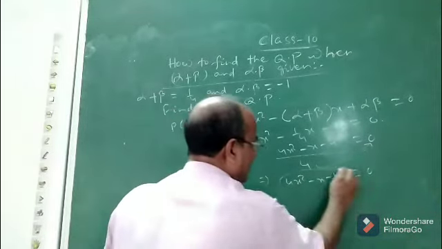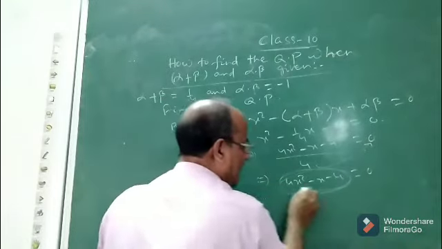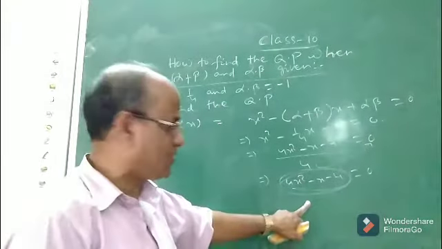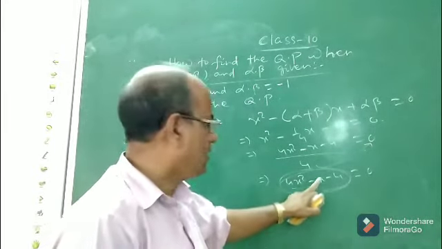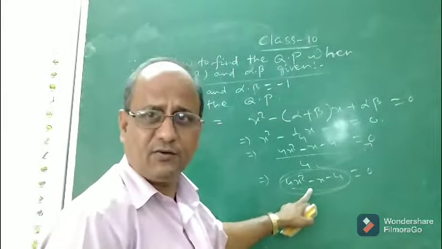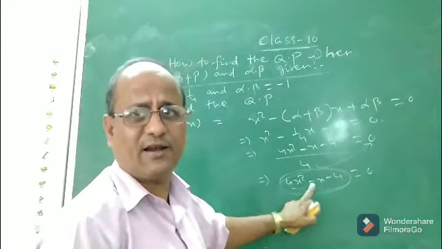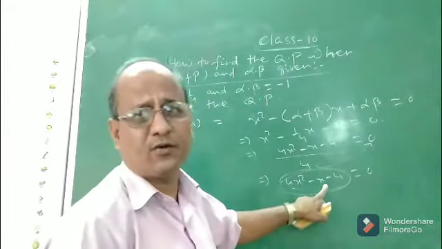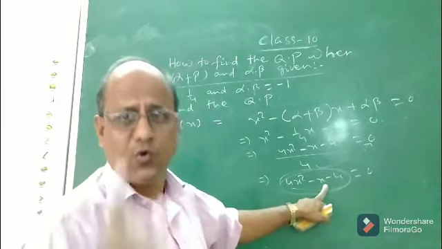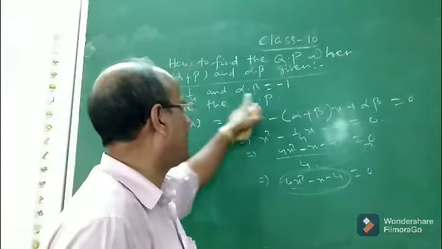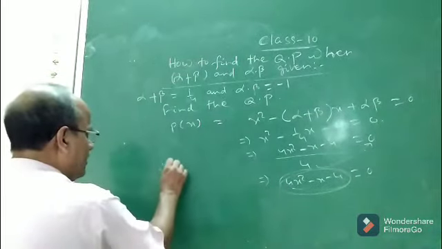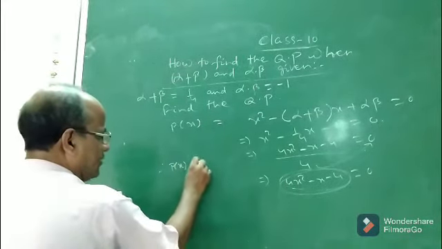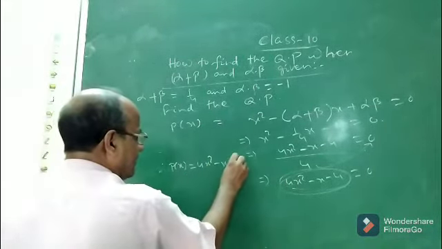Now look at the left hand side of this polynomial equation. Whatever polynomial is there in the left hand side, this will be the required quadratic polynomial whose sum of zeros will be 1 by 4 and product of zeros will be minus 1. Therefore, we can say p of x equals 4x square minus x minus 4.